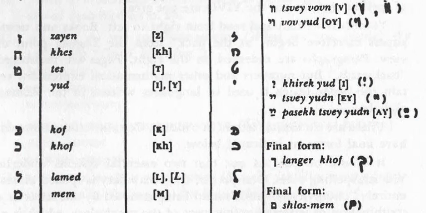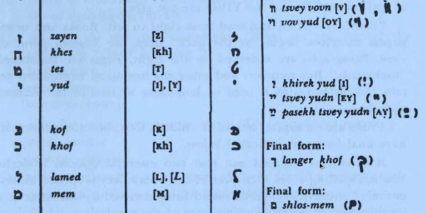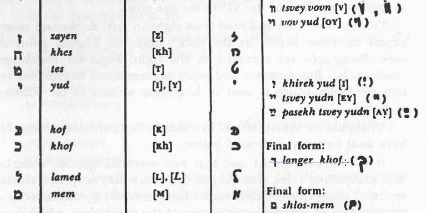Langer is longer, Chof, and you can see that the line is about here. So this Chof protrudes quite a bit down from the line. That's why it's called Langer. You can see that it protrudes down. So that's Chof.